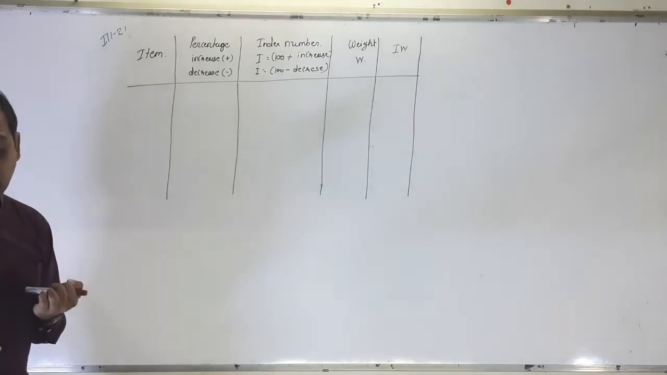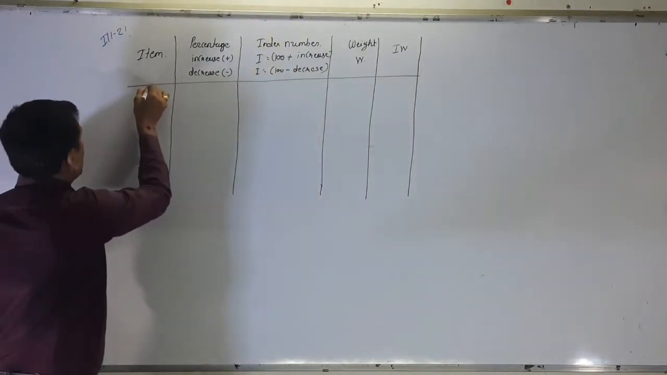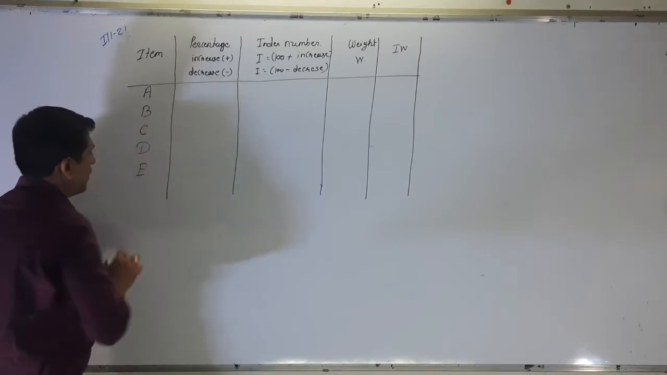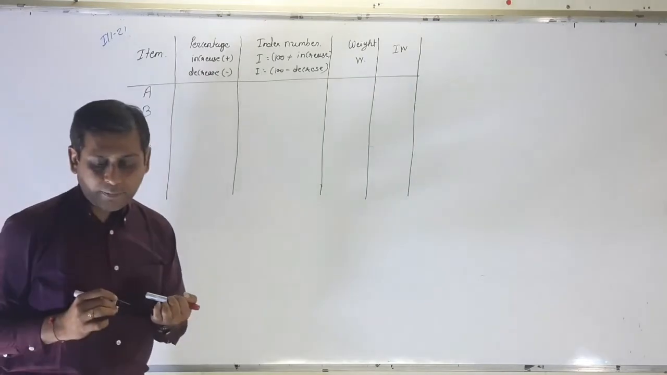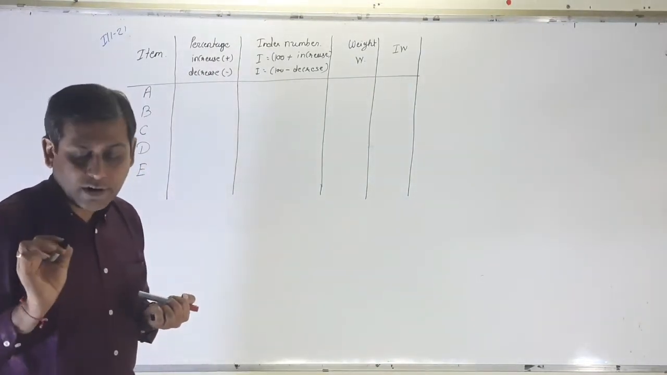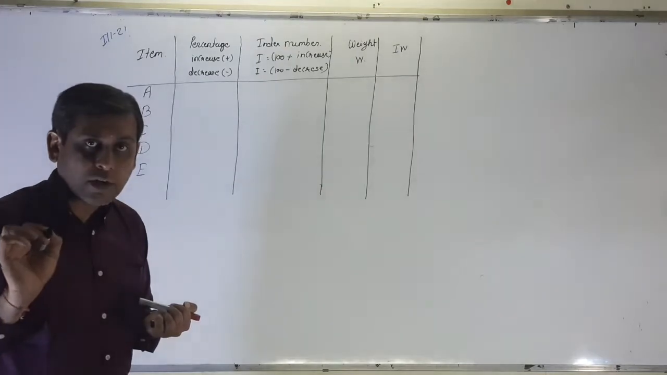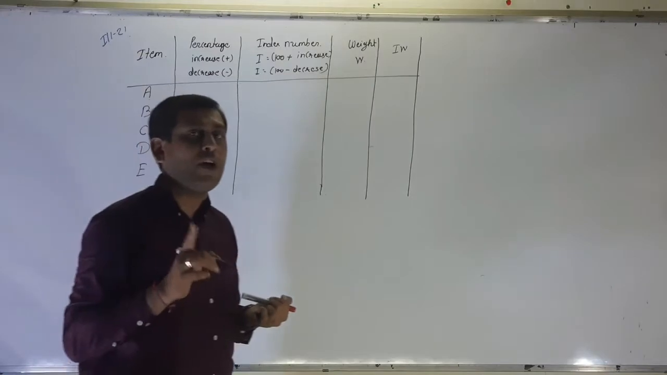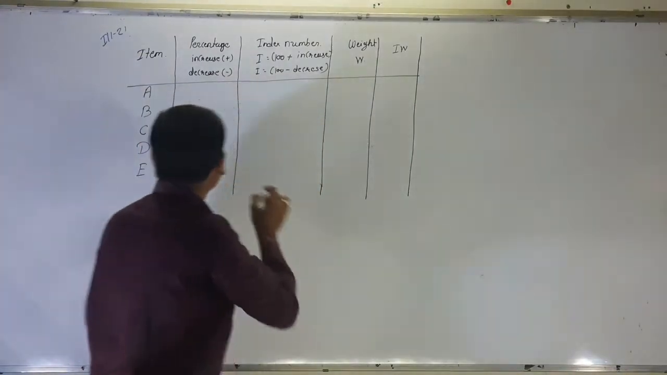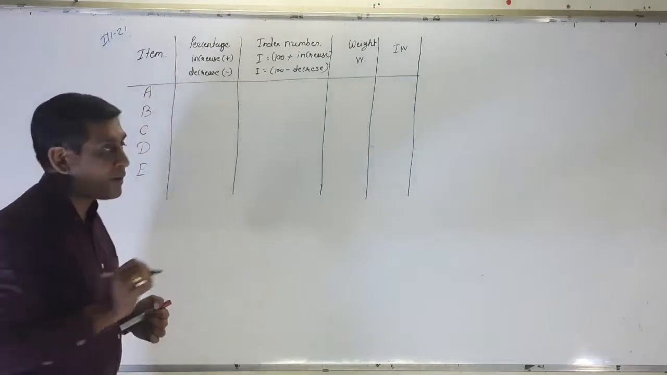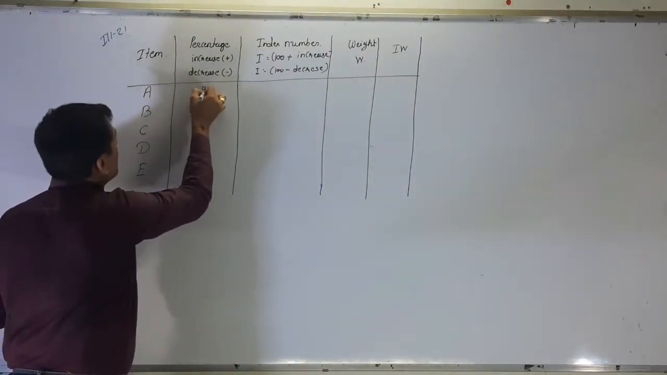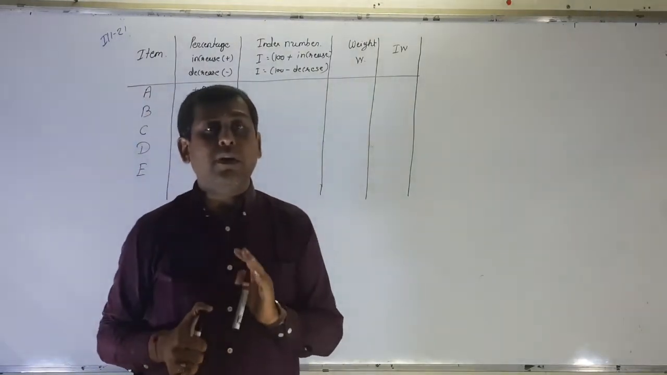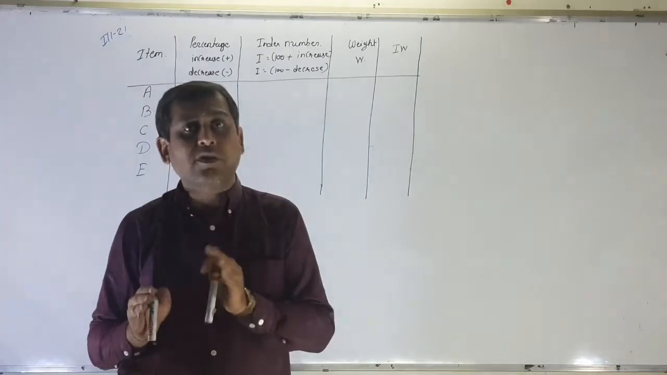Item A, B, C, D and E. Five items are there. In item A we have to increase 90%, in item B we have to increase 120%, and in item C we have to increase 70%. So here plus 90%, that is plus 90. On the basis of 100, the base index number is 100, and 190%, that is 90.